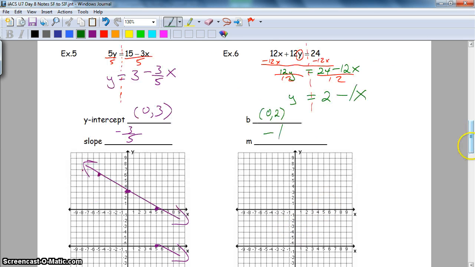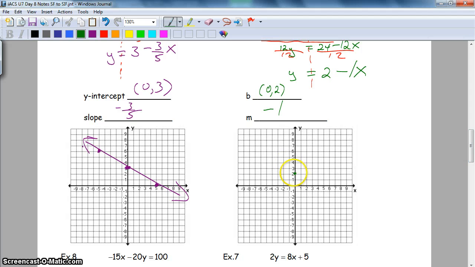So, plot the point 0, 2. And our slope is negative 1. Now remember, this is negative 1 over 1. We want our rise over run. So, if I go up 1, can I go right 1? No, we gotta go left. Gotta make sure we have a negative slope. Our line is going down. Down 1, right 1, down 1, right 1. Make a bunch of points and draw your line.